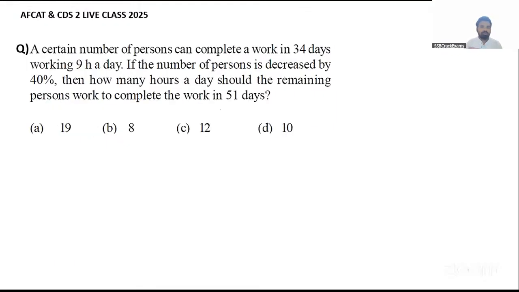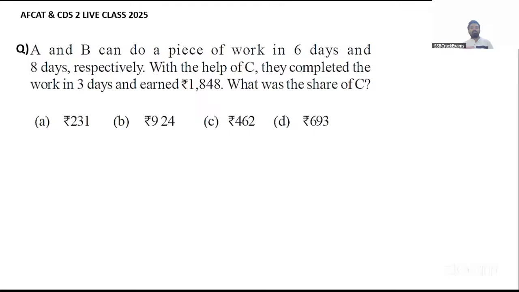So what is the next question? A certain number of persons can complete work in 34 days, working 9 hours a day. So the number of persons. Oh, okay, it is the same question that has occurred twice. Hey, what happened? Why are the questions coming out to be the same again and again?